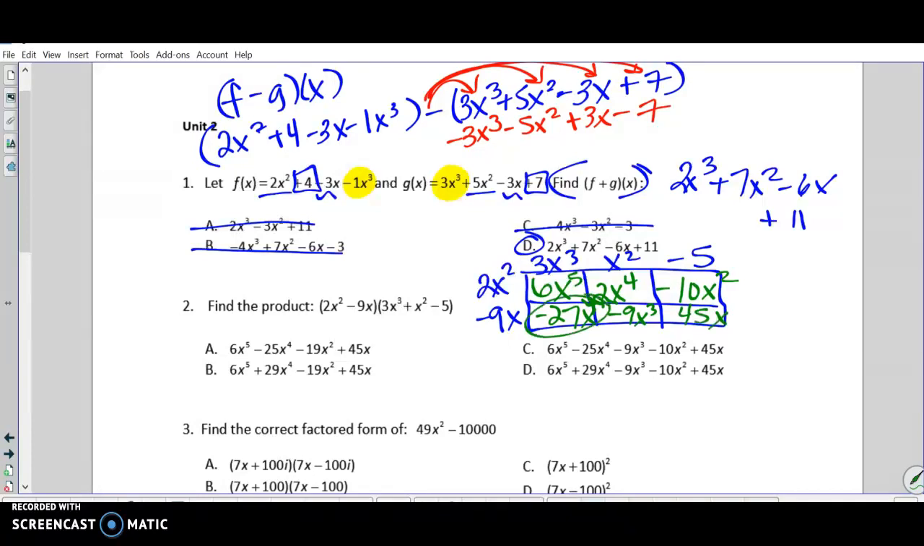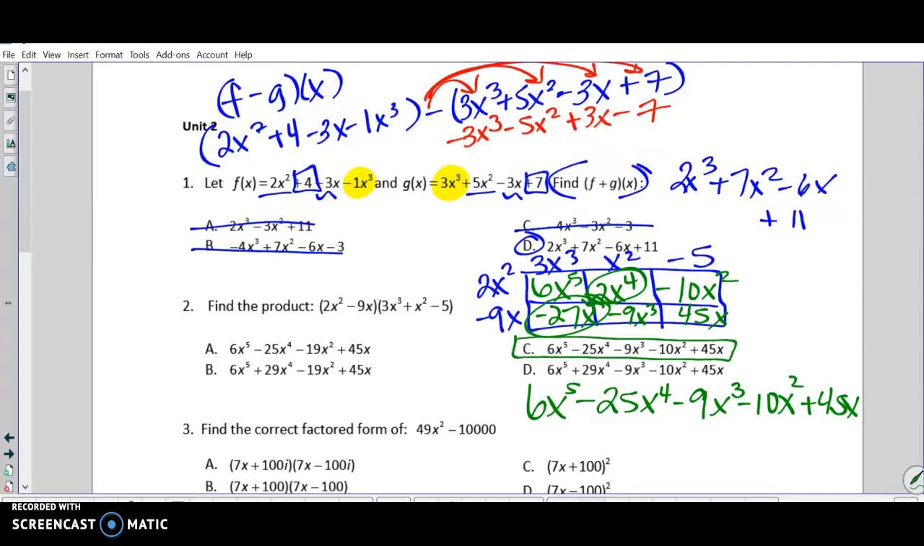So the only like terms we have is -27x to the fourth and 2x to the fourth, which is going to give you a -25x to the fourth. Everything else is going to stay the same. And I'm going to keep it in standard form, which is order. So if I match that up, the only one that makes sense for this one would be letter C.